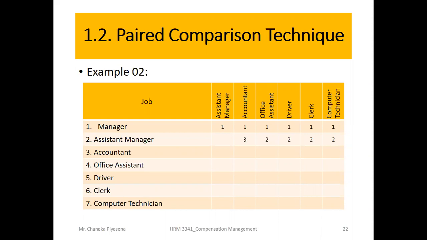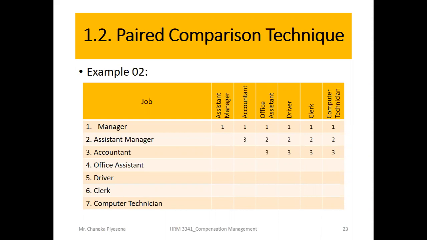The next column is also the same. Assistant manager compared with the clerk. Assistant manager is the most important. That's why we put number 2, representing assistant manager is the most important. Last column, assistant manager compared with the computer technicians. Number 2, assistant manager is the most important.